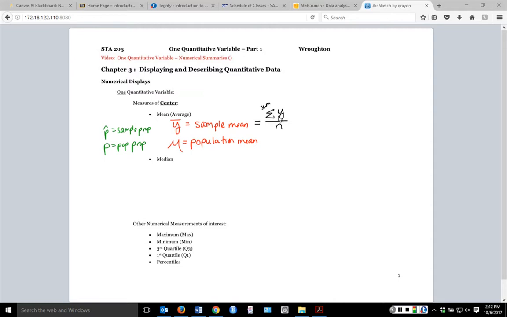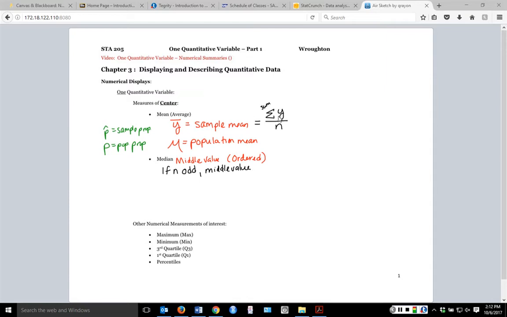Next, our other measure of center is called the median, which again you've probably seen before. This is just the middle value in your data set. Of course, when I'm talking about the middle value, things have to be in order. There are two different things that can happen here. If my sample size is odd, there is going to be an actual middle number, so the median will literally be the middle value.